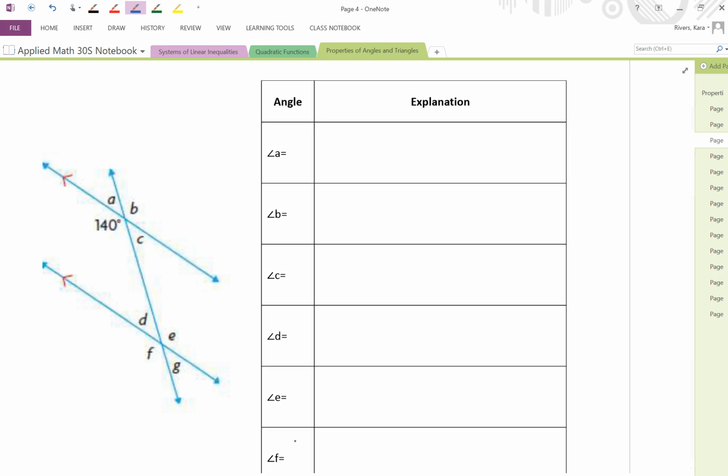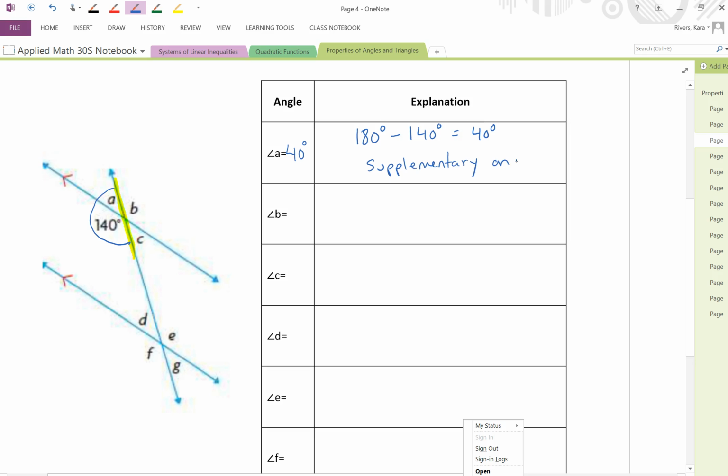So if I start with A, angle A here, well, I'm recognizing that A and 140, those are sitting along a straight line, and we know the angles along a straight line have to add up to 180 degrees. So I can see that angle A is going to be 40 degrees. 180 degrees minus 140 degrees is 40 degrees. That's how I got that value. We call these angles supplementary angles. Angles that add up to 180 degrees. Okay?